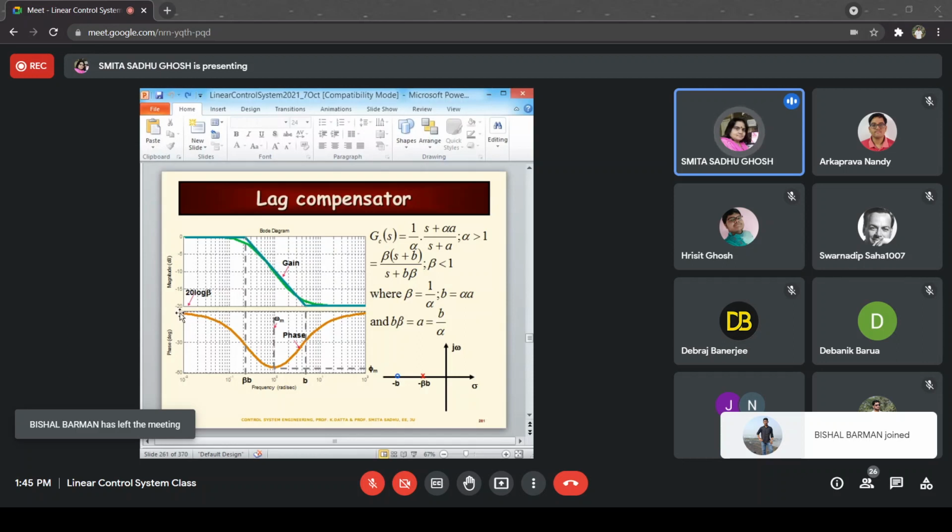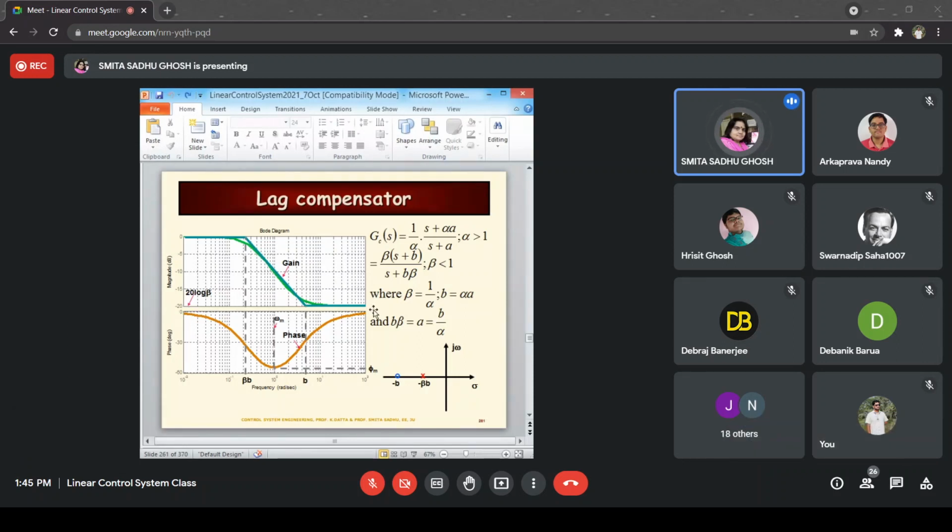At low frequency the value is going to be almost equal to 0. At a high frequency it's also almost going to be equal to 0. For all other frequencies there is going to be a negative contribution in the phase, because like I told you for the lead compensator, we showed that essentially it's going to be positive in the lead compensator.